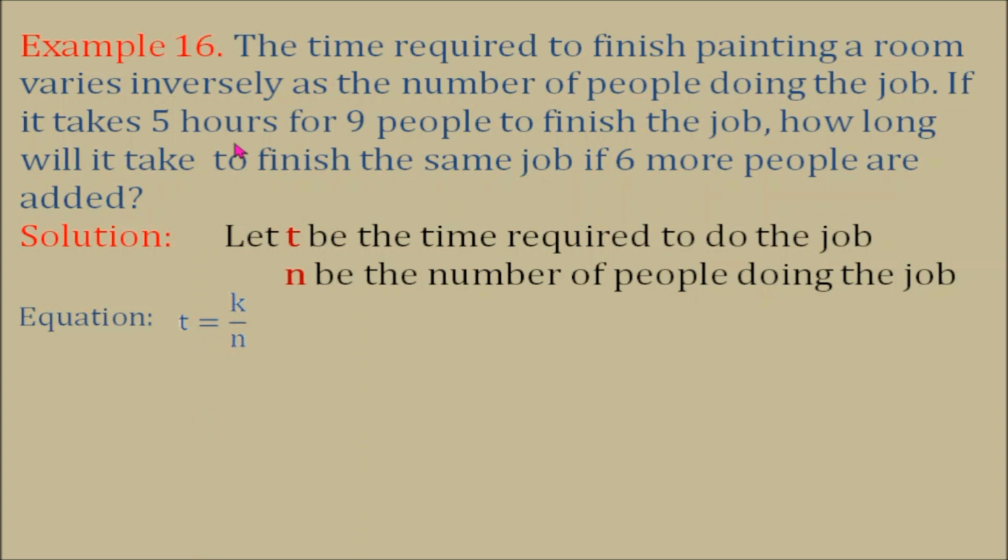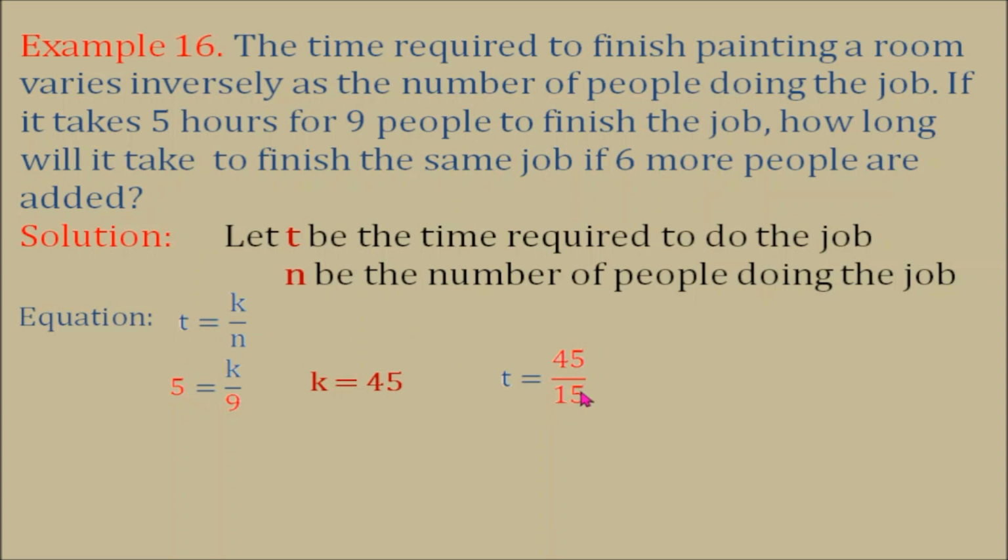So our t here is 5 hours and our n here is 9 people. So that means 5 equals k over 9. To solve for k, we are going to multiply 5 and 9. So k equals 45. Now going back to our original equation, t equals k over n. So our k is 45. And then we are adding 6 more people, so that means we have t equals 45 over 15.